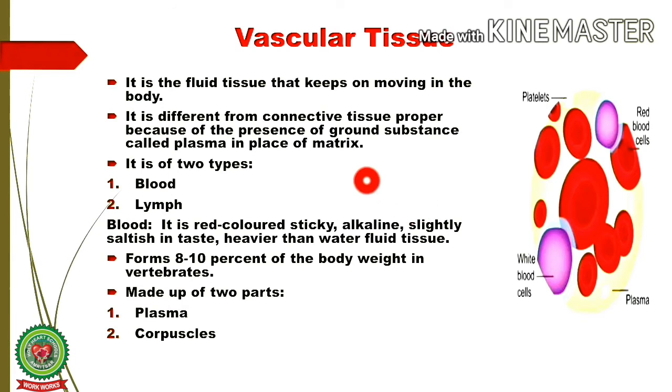It is of two types, that is blood and lymph. If we talk about blood, it is red colored, sticky, alkaline, slightly saltish in taste, heavier than water, fluid tissue. It forms 8 to 10% of the body weight in vertebrates. It is made up of two parts, that is plasma and corpuscles.